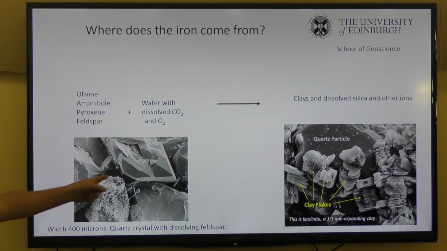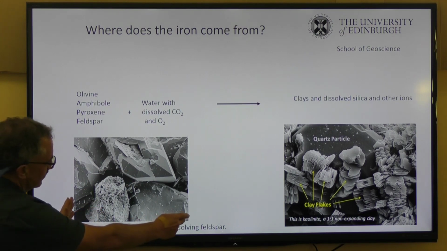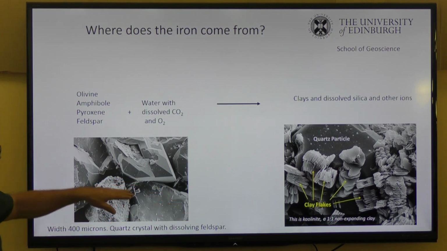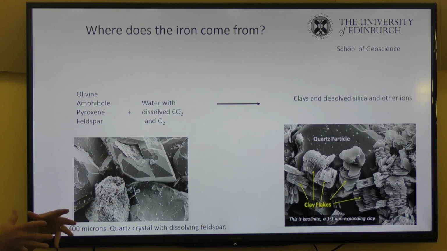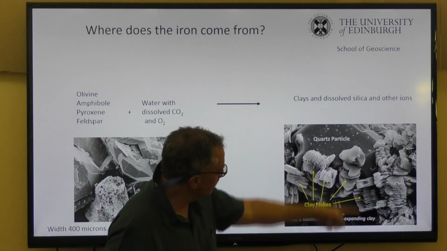So here's a quartz crystal, and here's a feldspar. So the quartz is much more durable than the feldspar. So 400 microns, 0.5 millimeter. So it's still fairly large in the sense that you don't see the structure of the quartz. It still looks like a big quartz crystal, just like a macroscopic one. And so here's the clay, this layered thing.